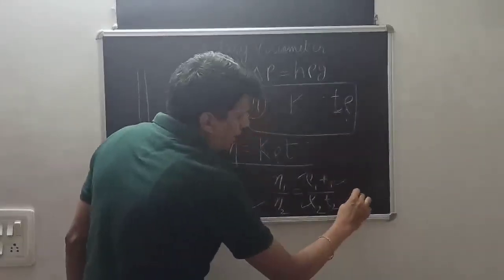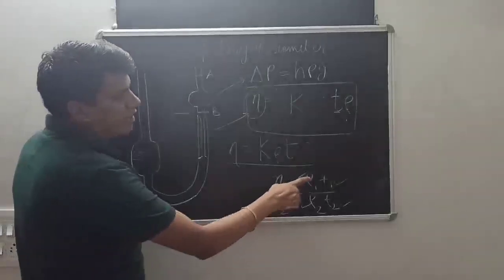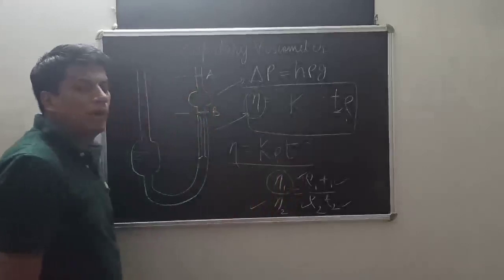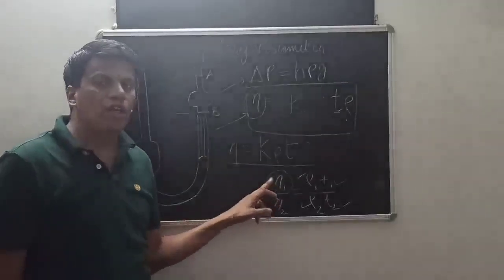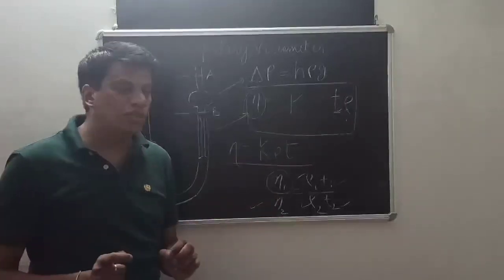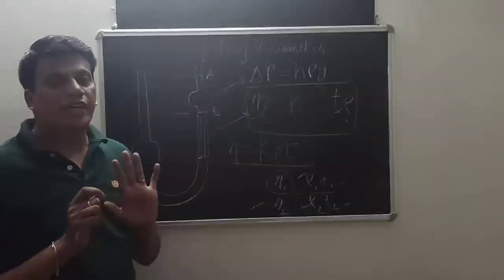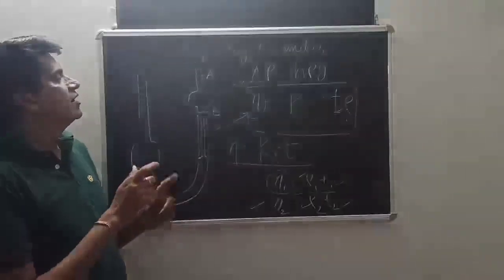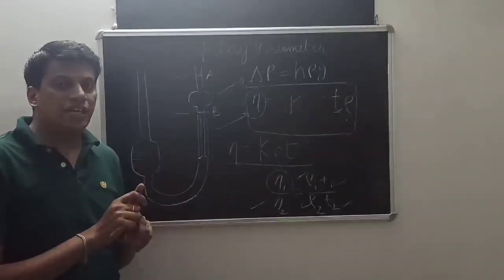So these two are determined experimentally. This is known. These two are also determined experimentally. And thus we are able to determine the viscosity of our test liquid. Now this is always a relative viscosity. Through this equipment, we cannot determine absolute viscosity. This is one drawback. The second drawback is viscous liquids.